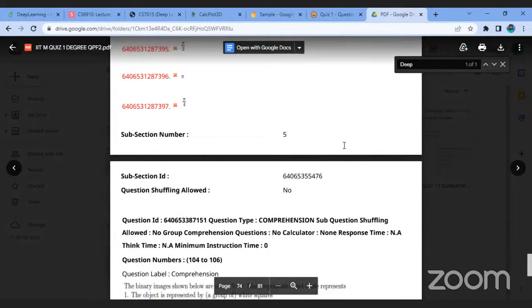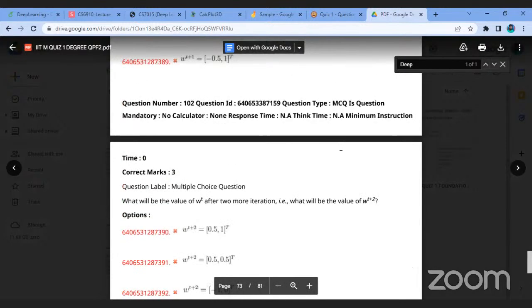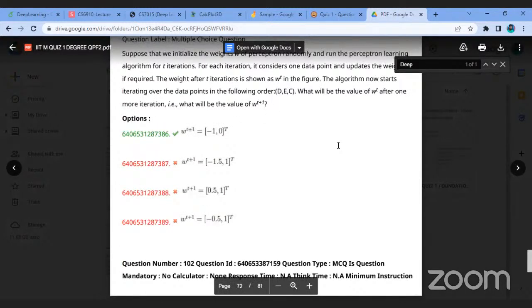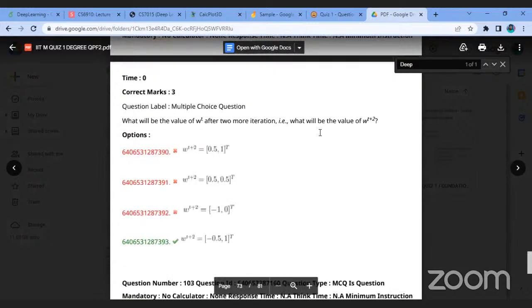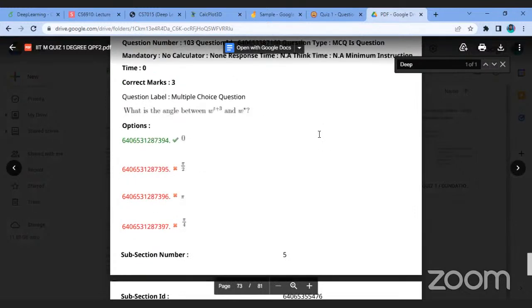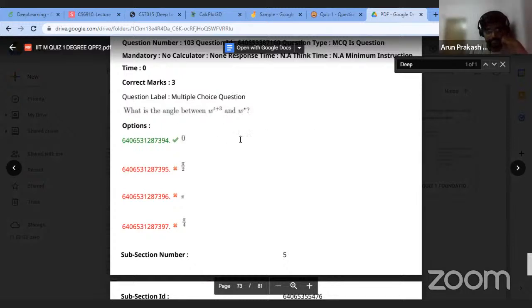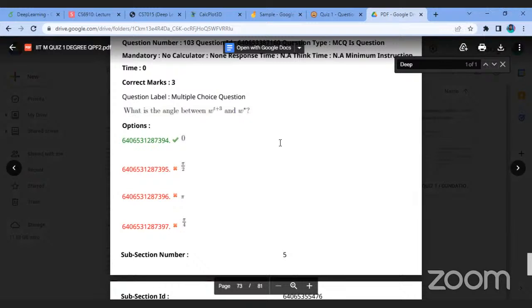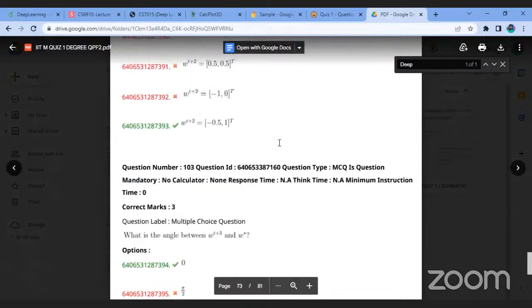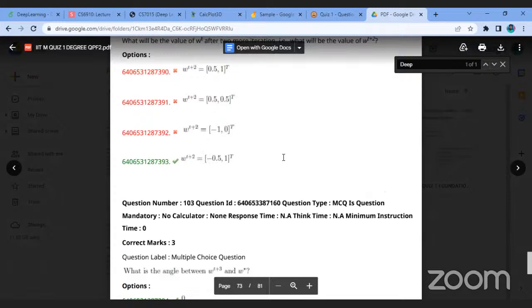Sir, can you go to that question? One thing I need to ask. The same question. But how are you getting to that point when the weight is updating from the second iteration, it is going to that particular D point. Sorry, which one, Mukesh? 102, just before that, this question. So how do you know that it is going to be minus 0.5, comma 1? Yes, the same question, sir.